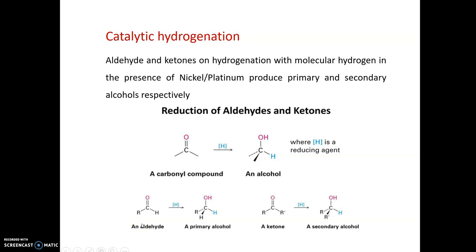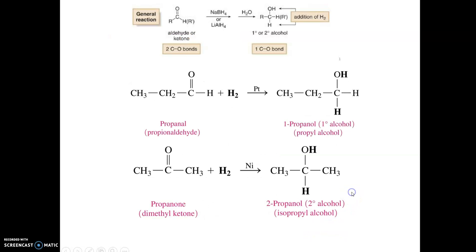So when I take an aldehyde, we get a primary alcohol. A primary alcohol is one which has only one alkyl group and two hydrogen atoms. So a primary alcohol is obtained on reduction of an aldehyde. Whereas when a ketone undergoes reduction, we get a secondary alcohol, where we have two alkyl or aryl groups and only one hydrogen, and hence it is a secondary alcohol.